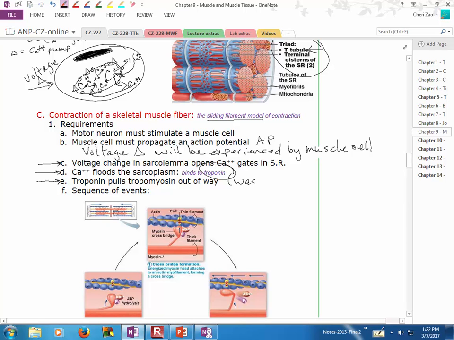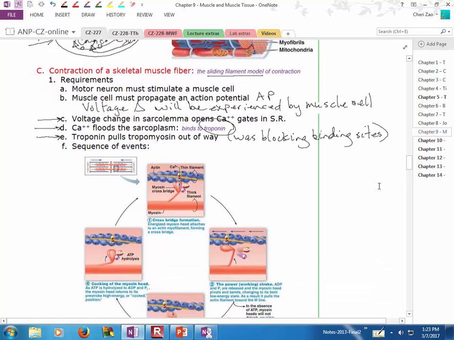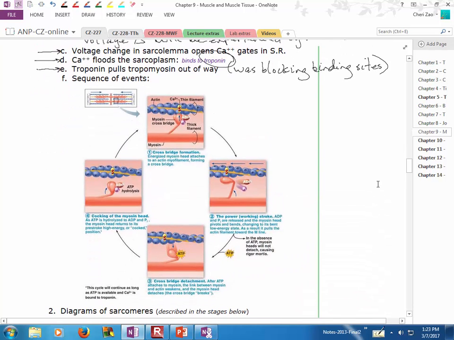Remember, it was blocking the binding sites previously. And once we now have the binding sites where the two can interact, this complex mechanism occurs in the following sequence. So remember, sequence is very important here.